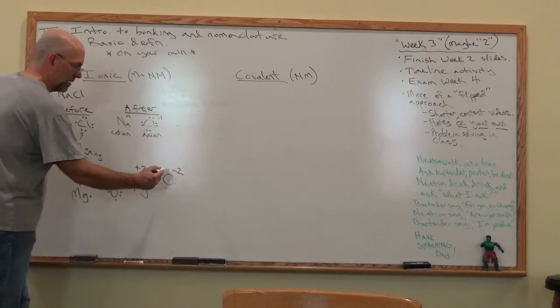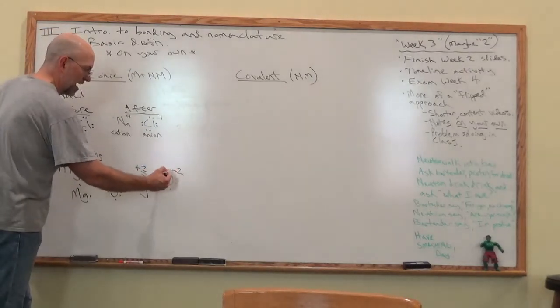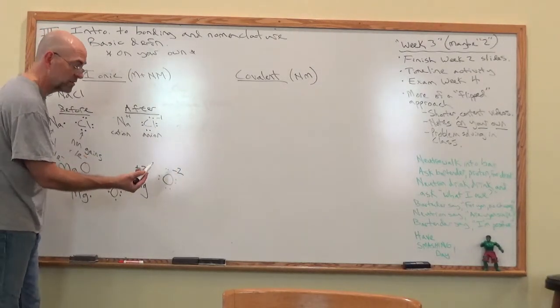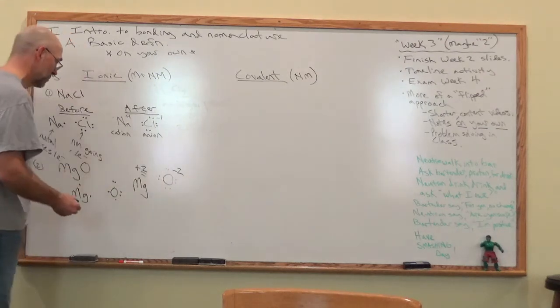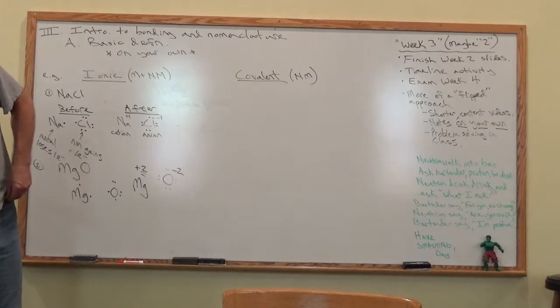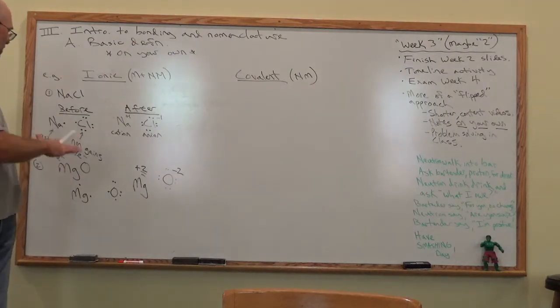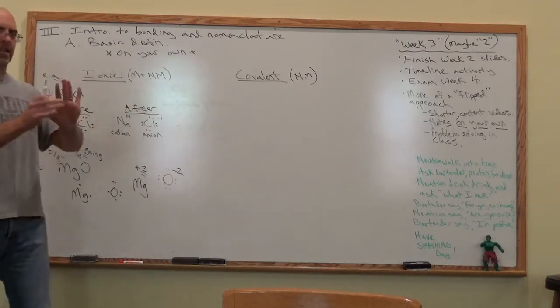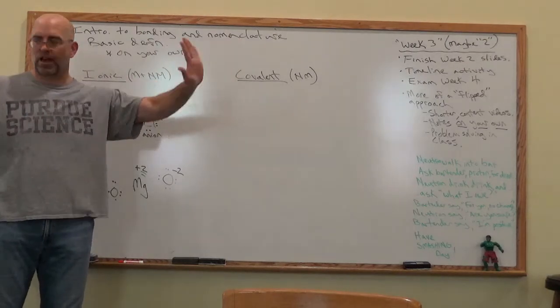I don't get too hung up on if you do -2 or 2 minus. I think -2 is the more accepted convention. I may be sloppy with that. And this is also an ionic bond. Okay, and we're just going to stick with those 2 for ionic. So ionic is a metal and a non-metal, opposite sides of the periodic table.